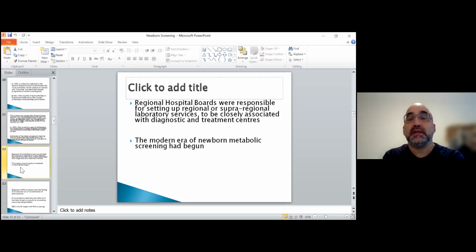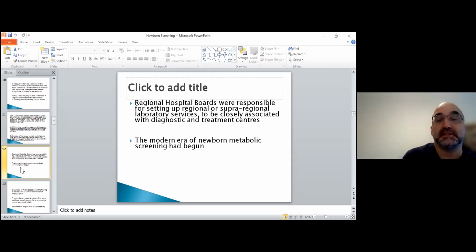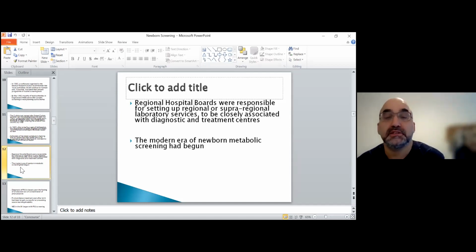So then after that, regional hospital boards, NHS hospital boards, were responsible for setting up regional or supra-regional laboratory services, and they were closely associated with diagnosis and treatment. Our lab is one of them that was established in the 1960s.